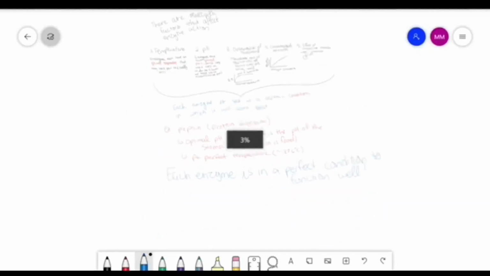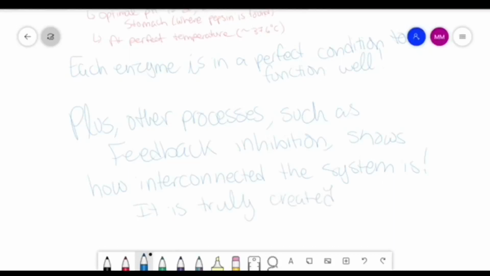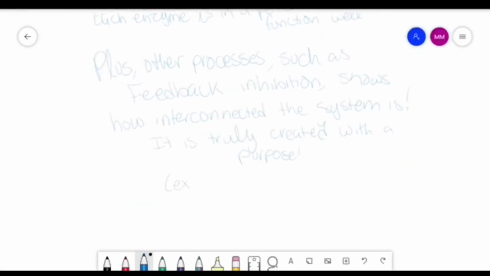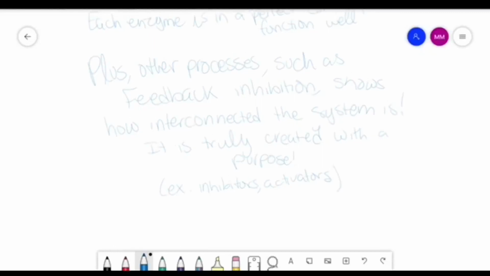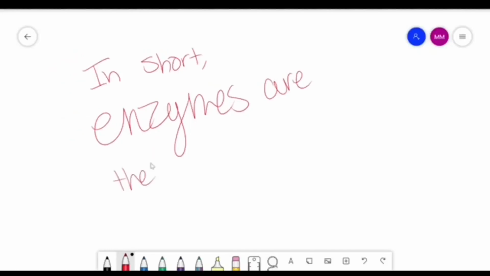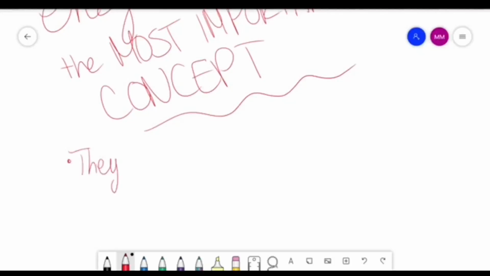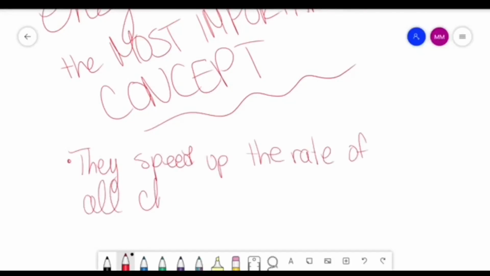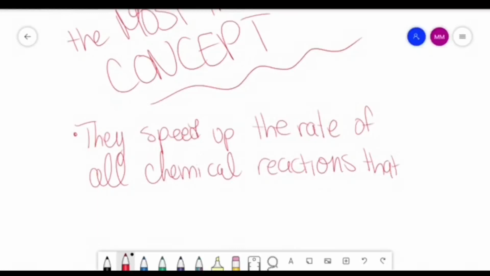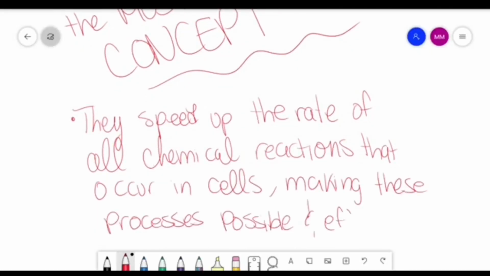For example, feedback inhibition shows how complex it is, or how each enzyme is specific to its own substrate. Especially the fact that enzymes remain unchanged after reactions shows how well they are made to be used again and again to maintain life. In short, enzymes are truly the most important concept in biology, because without them, we wouldn't be able to live. They speed up the rate of virtually all the chemical reactions that occur in the cells, making them possible to occur and efficient.